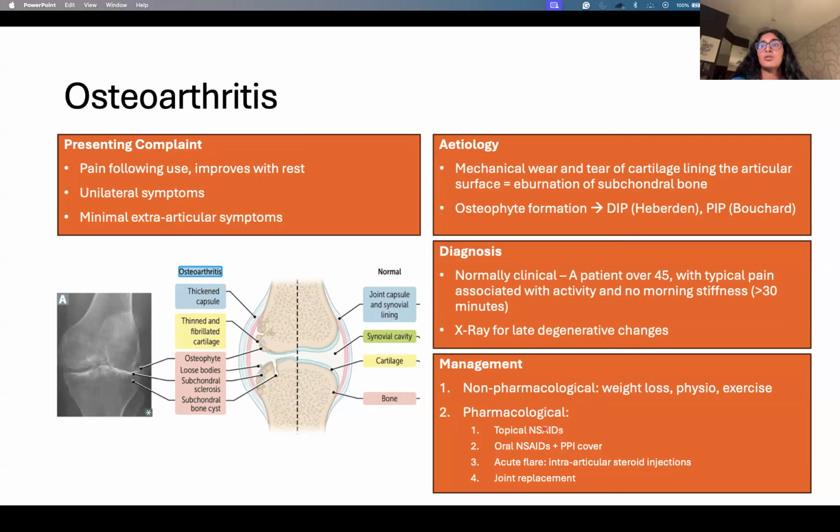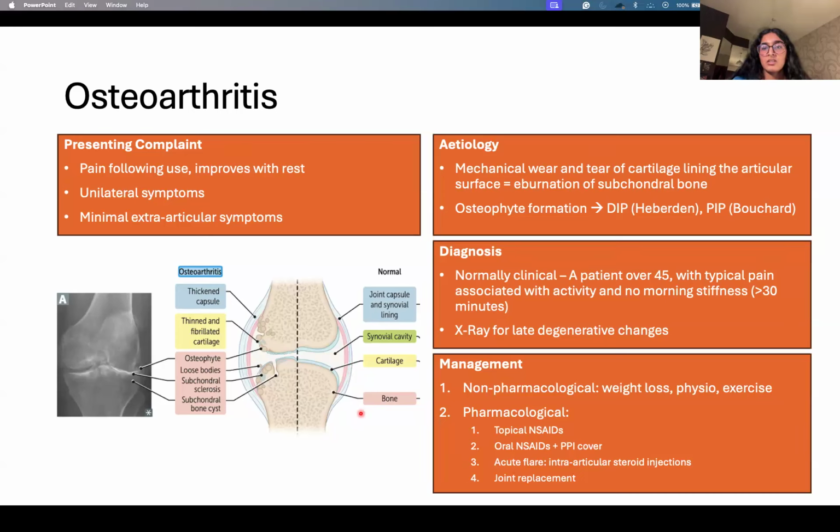Pharmacological, there's not anything too interesting, but start off with topical NSAIDs, some sort of gel, like ibuprofen gel, then oral NSAIDs, and always remember to cover with a PPI because of the risk of ulcers. In acute flares, you can do intra-articular steroid injections, that's third line, and fourth line is joint replacement, like a hip replacement or a knee replacement.